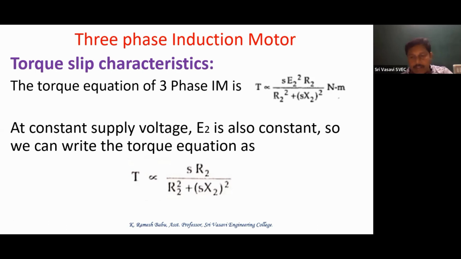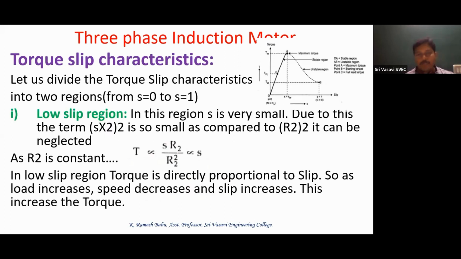We already know that rotor resistance and reactance are also constant. So T is directly proportional to s. That means the torque is directly proportional to the slip, so we obtain a straight line. That means the curve is linearly increasing.